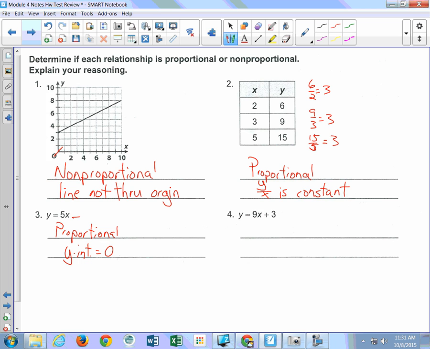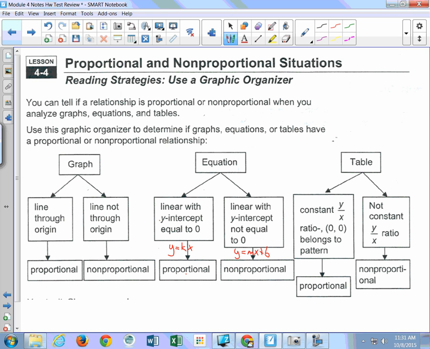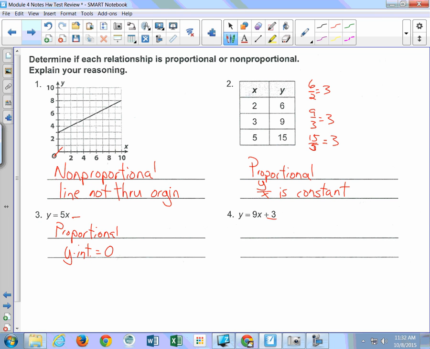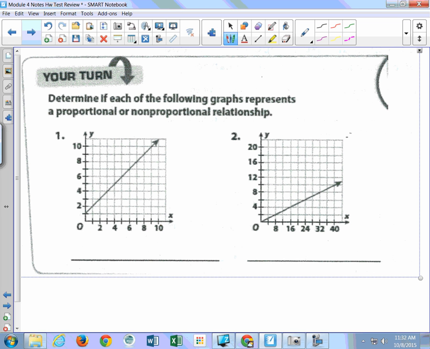All right, number 4, I have another equation. This time I have a y-intercept, and from the organizer, it tells me if I have a y-intercept that does not equal 0, then it's non-proportional. So this is non-proportional. And the reason why: y-intercept does not equal 0. That little equal sign with the slash means does not equal. Okay, let's go over to the next problem on the back of your note.